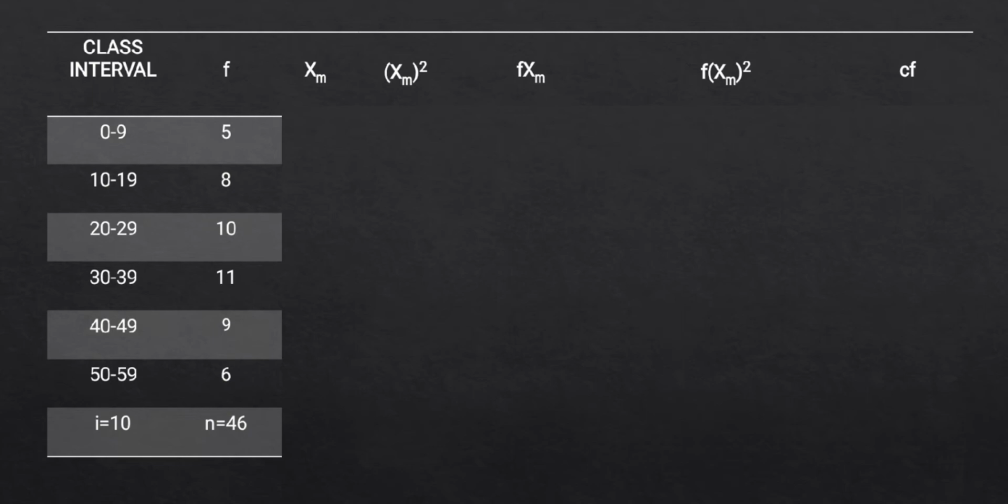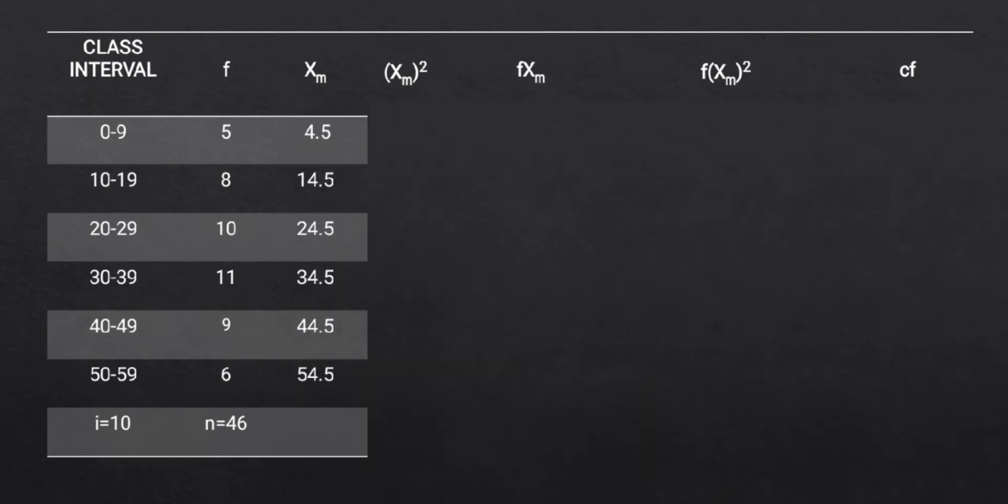So let's focus now on completing the third column, which is the class mark or X sub m. For us to get the value of the class mark, we need to add the class intervals and then divide the answer by 2. Let's try it in the first row. 0 plus 9 is equal to 9, and dividing 9 by 2 will give us 4.5. Therefore, our class mark for the first row is 4.5.